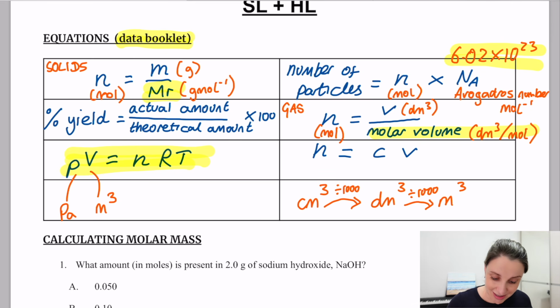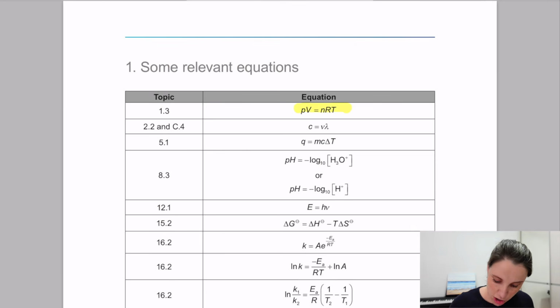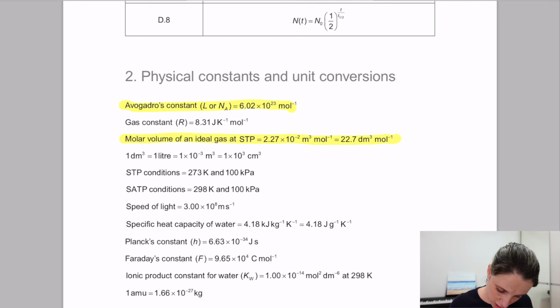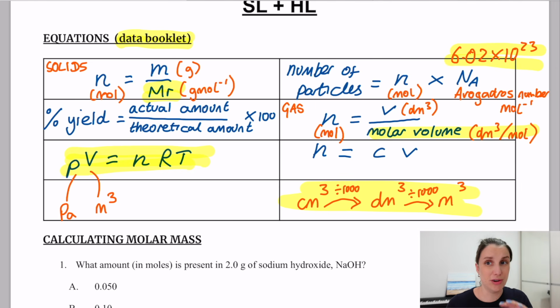This, again, is in the data booklet. They tell you here, let me show you. In the data booklet, they tell you here, 1 decimeter cubed equals 1 liter, which is 1 times 10 to the minus 3 meters cubed, which is 1 times 10 to the 3 centimeters cubed. So they're trying to help you with that conversion there, but make sure those conversions are really strong for you.